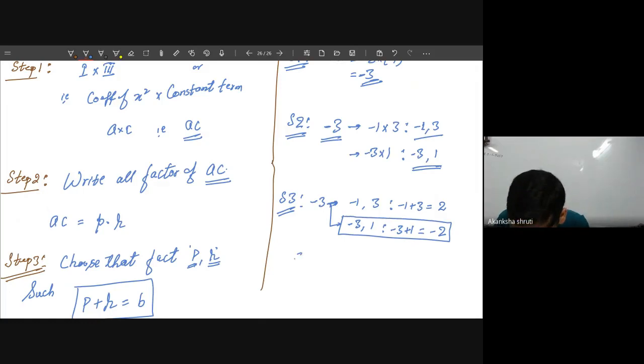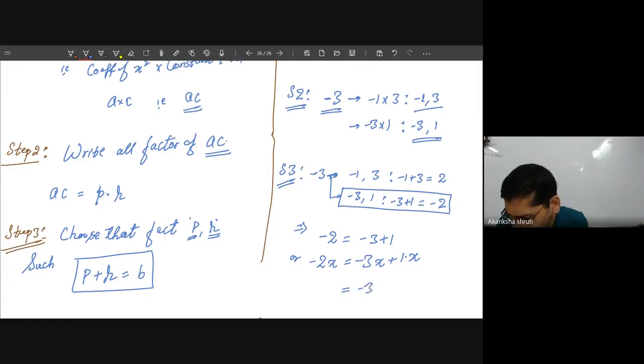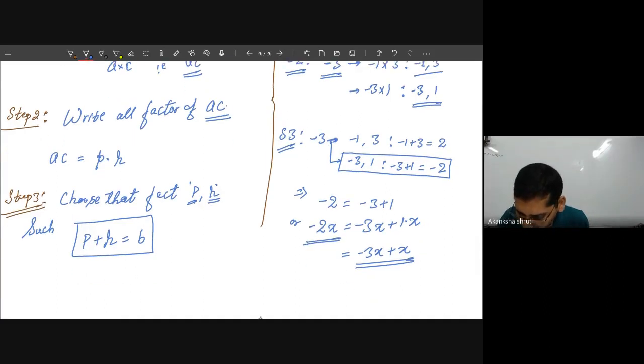This simply tells that this -2 can be replaced by -3 plus 1, or minus of 2x in the middle term can be replaced by minus of 3x plus 1 of x. Means it is simply minus of 3x plus of x. So this is what the middle term B, x, has to be replaced by. So this replacement we have to do.